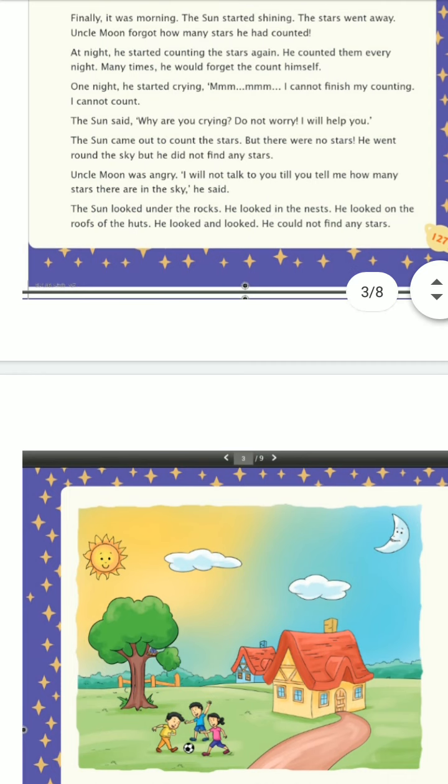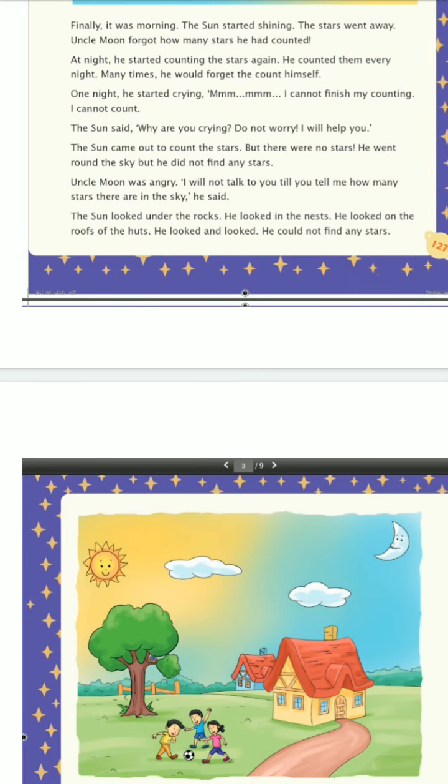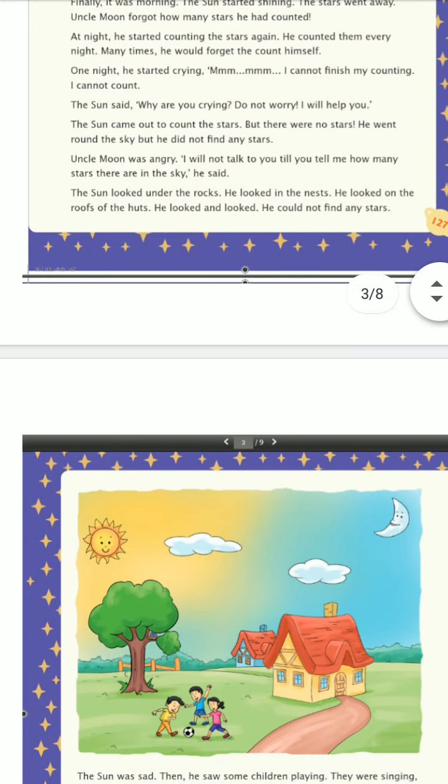He looked under the rocks. He went towards the rocks. He looked under the rocks to find out the stars. He looked in the nests whether the stars were sleeping in the nest or not. He looked on the roof of the huts. He went towards the huts also. He saw everywhere. He looked and looked. He tried to find the stars, but he did not find any star.